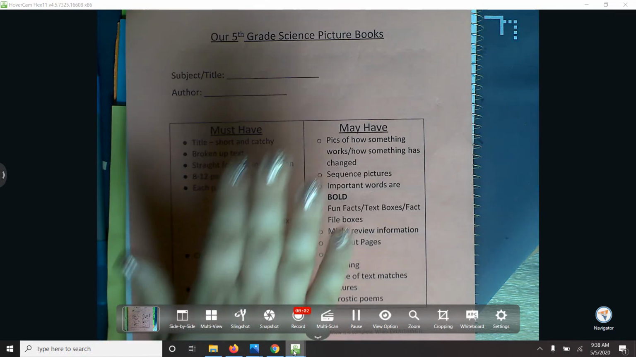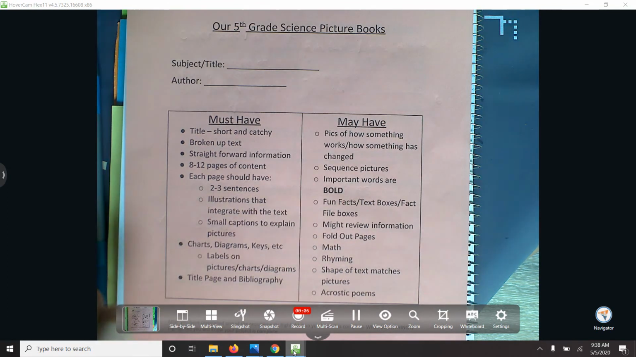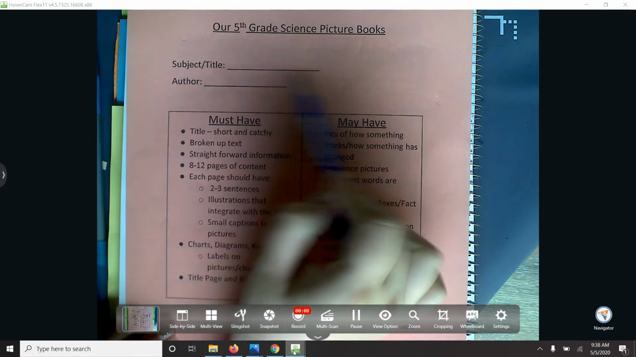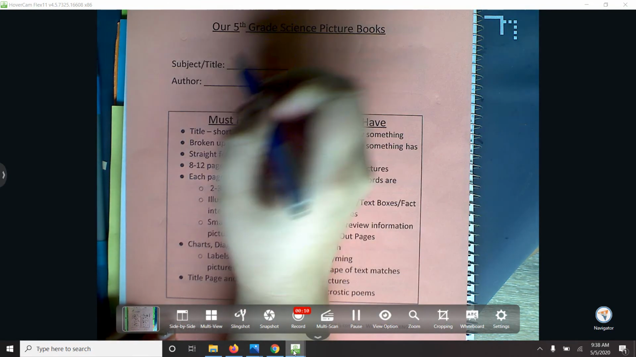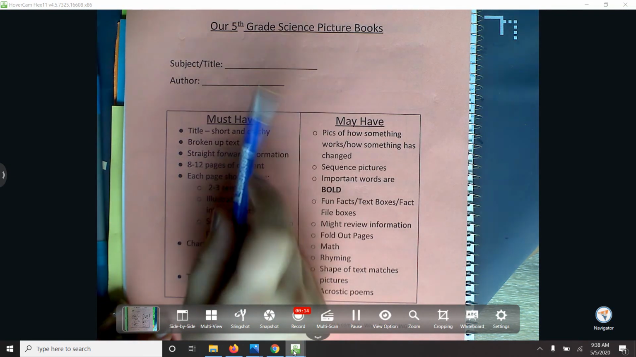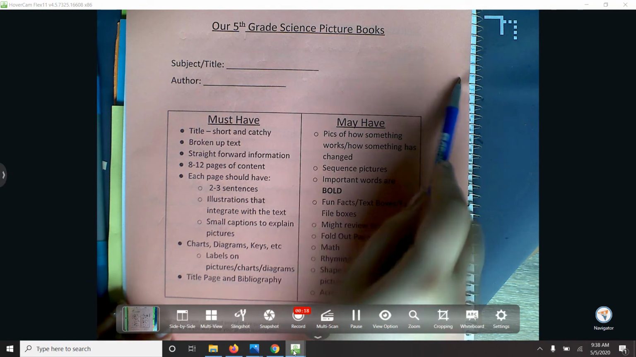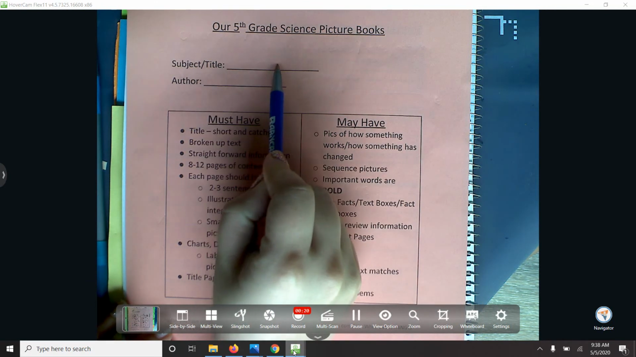We are continuing on with our science picture book project. At this point, you should know what your subject topic is, so you can go ahead and put your topic here. If you already have your catchy short title idea, you could write out the whole title for your book. If you don't have a title idea yet, though, just put the name of your topic.